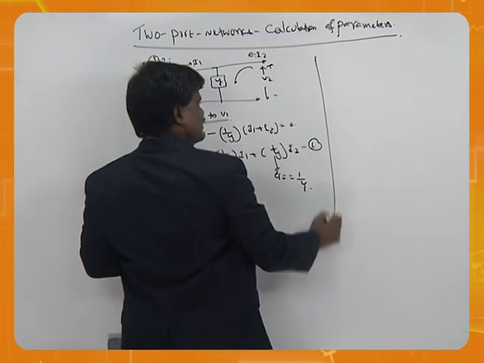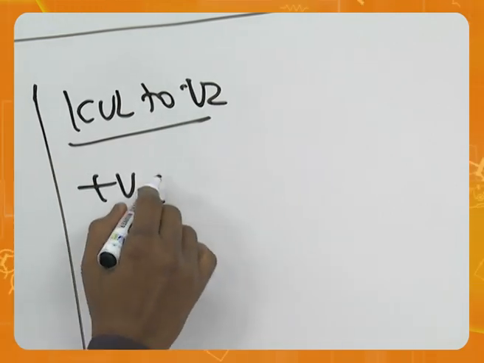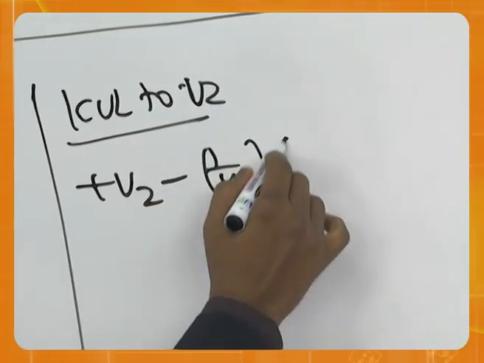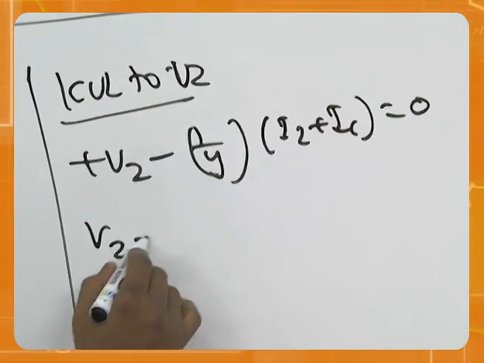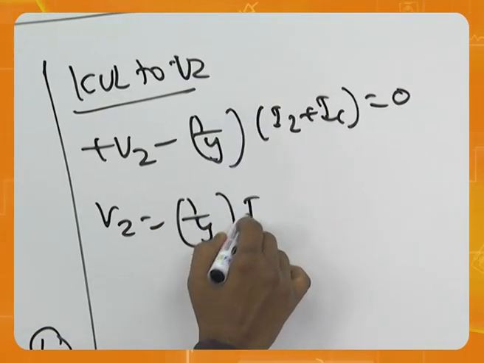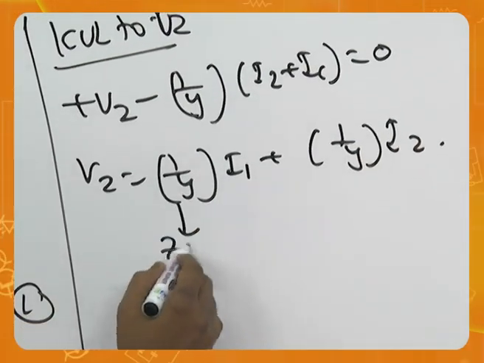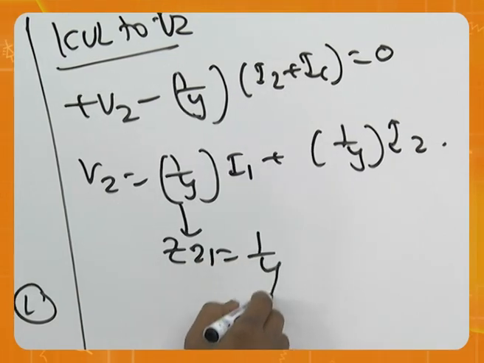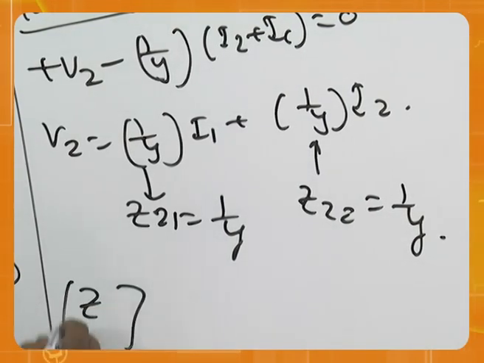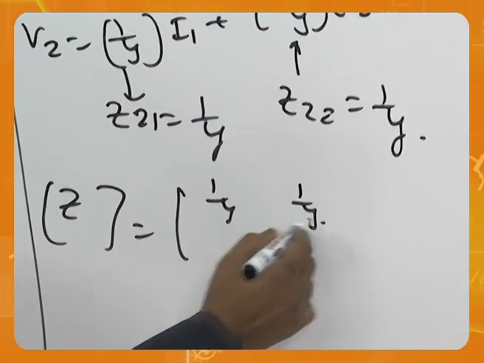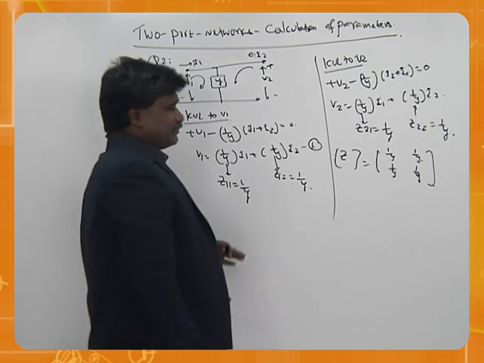Now let me take the second equation. KVL to V2: plus V2 minus 1 by Y (I2 plus I1) is 0. That means V2 is 1 by Y I1 plus 1 by Y I2. So this is Z21 is 1 by Y, Z22 is 1 by Y. Therefore, Z matrix is 1 by Y, 1 by Y, 1 by Y, 1 by Y. That's the first answer he wanted.